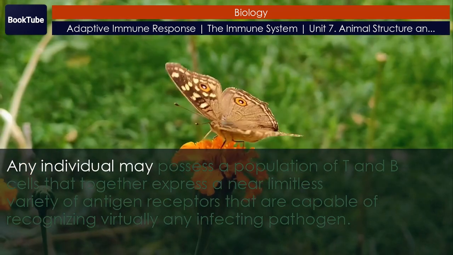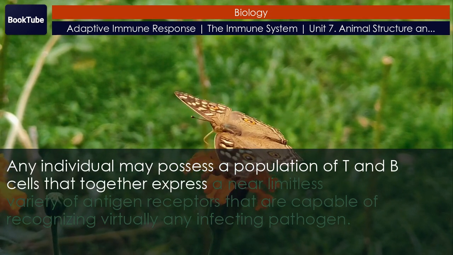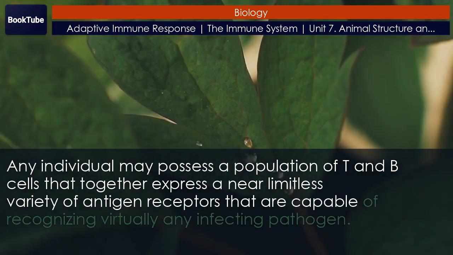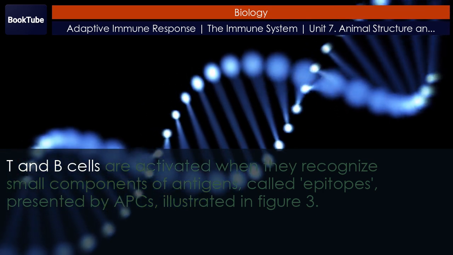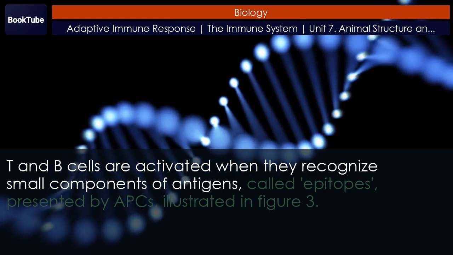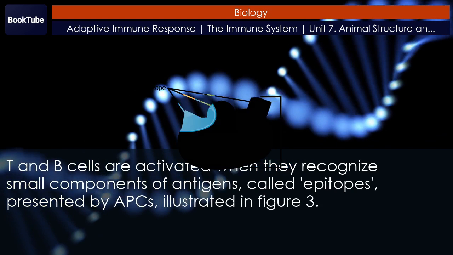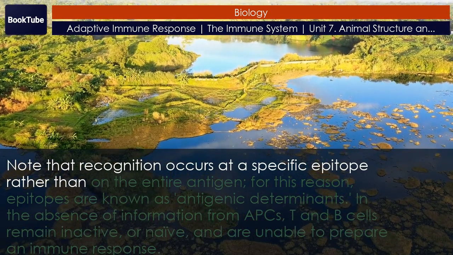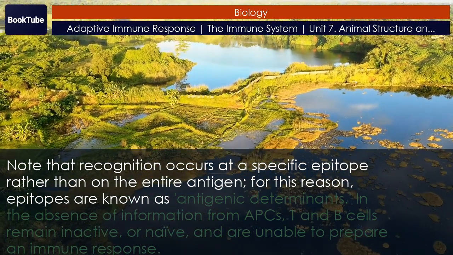Any individual may possess a population of T and B cells that together express a near limitless variety of antigen receptors that are capable of recognizing virtually any infecting pathogen. T and B cells are activated when they recognize small components of antigens, called epitopes, presented by APCs, illustrated in Figure 3. Note that recognition occurs at a specific epitope rather than on the entire antigen. For this reason, epitopes are known as antigenic determinants.